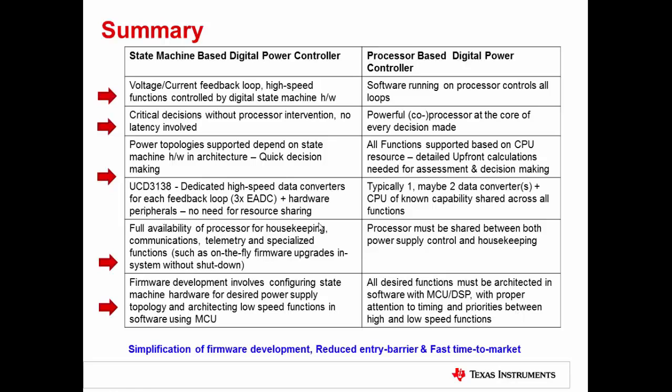In summary, the state machine based digital power controller that is programmable represents simplification of firmware development, reduced entry barrier, and fast time to market for anyone designing digital switch mode power supplies.